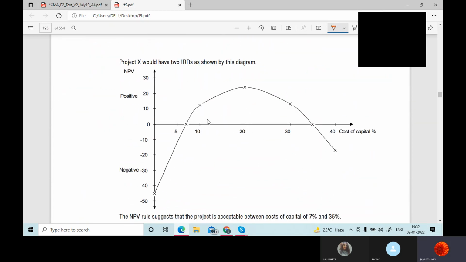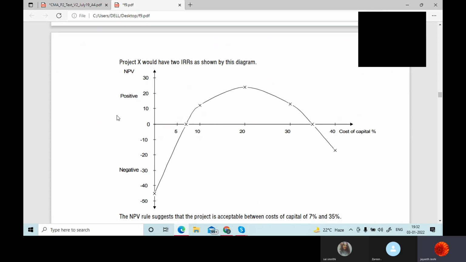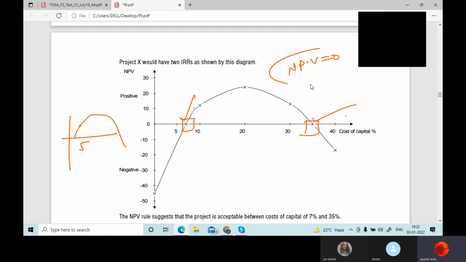Whenever you have non-conventional cash flows and you draw a graph for that, as we have already seen in the previous class, on the y-axis you have NPVs and on the x-axis you have the cost of capital. So for a cost of capital of 5%, if your NPV is 10,000, you put a dot here. Like that a graph is made. Here you can see there are two IRRs. These are the two rates at which your NPV is exactly equal to 0.